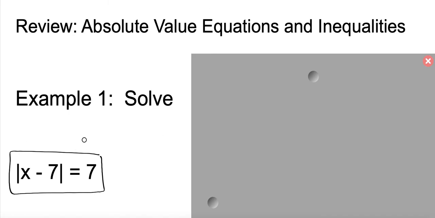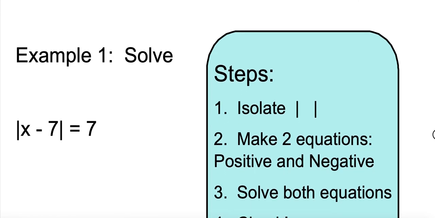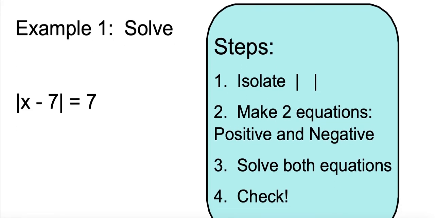So when I start solving the equations here, I need to set it up where it's equal to 7 and negative 7. So here are some steps that you might want to write down, okay? You don't have to write them down, just make sure we know what we're doing, okay? So we're going to isolate the absolute value signs, okay?